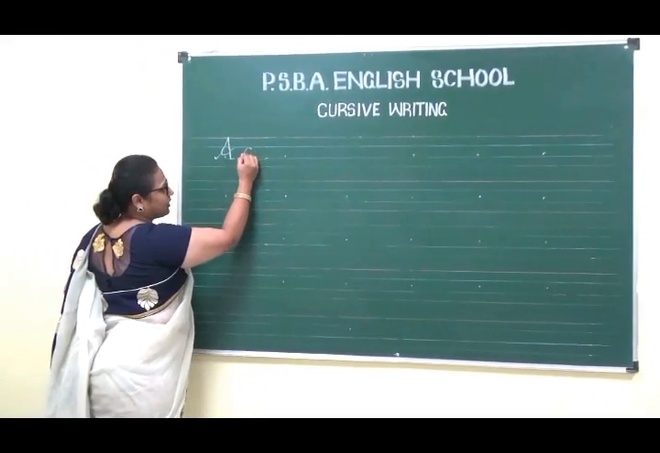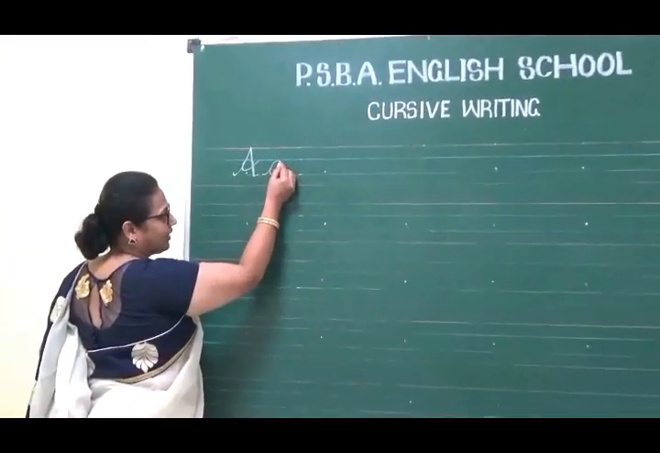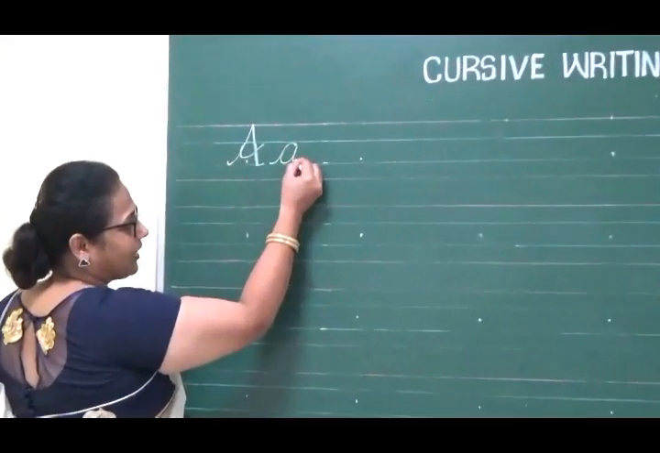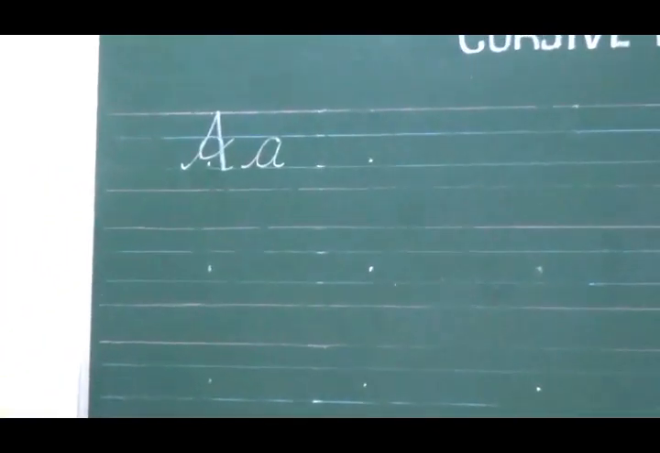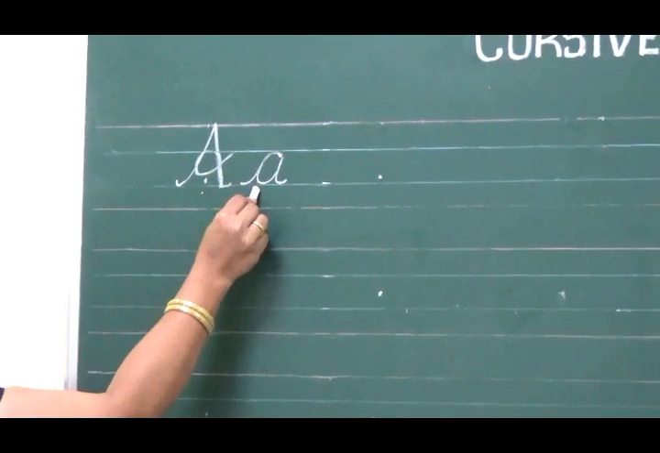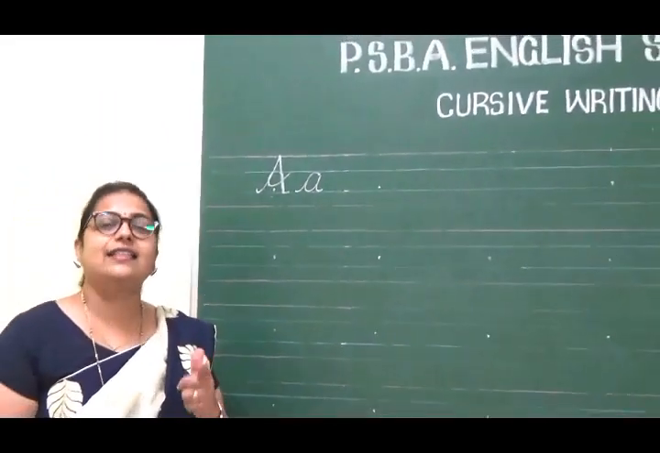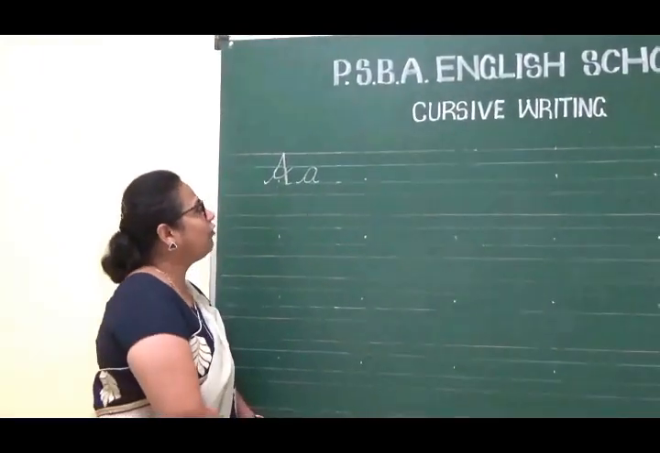You have to write it between two middle lines, like this, and then you have to come down and it has to be like this. So this is capital cursive A and this is small cursive A. A says A. Correct. Let us move to the next letter.